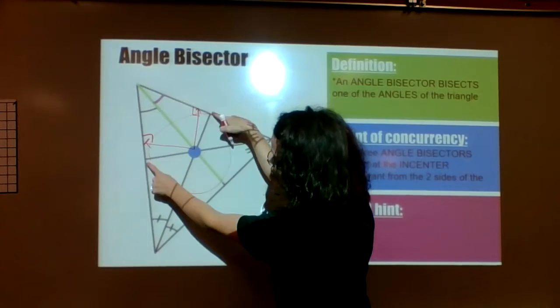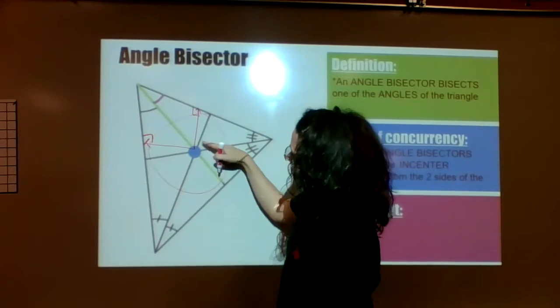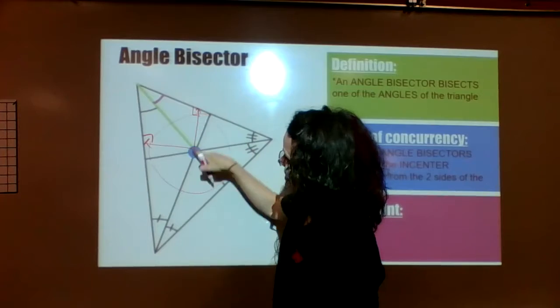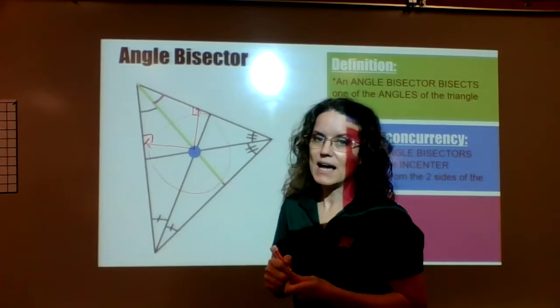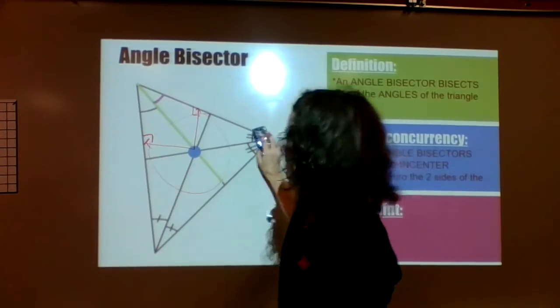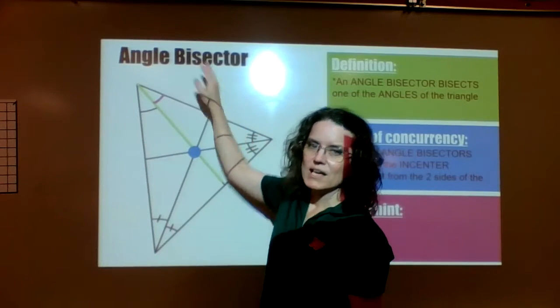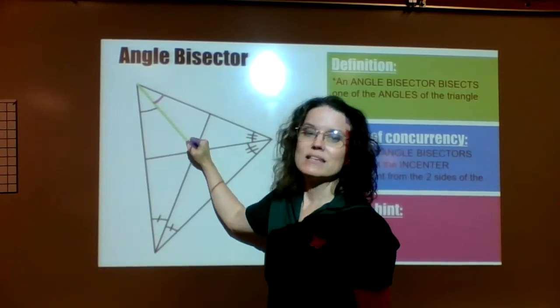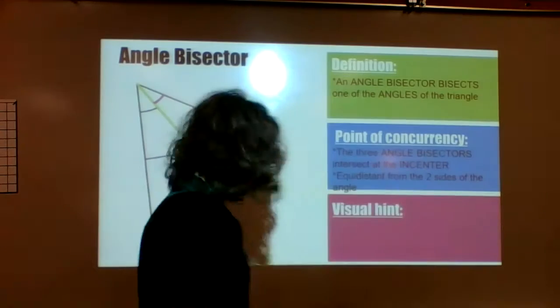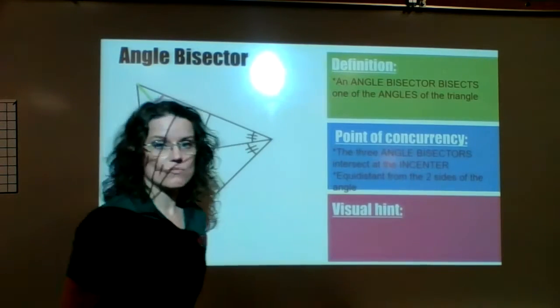This length and this length are not the same. But if I were to draw something perpendicular to each side, it would be the exact same distance. Fun fact, not one you have to know. I'm interested in you knowing that angle bisectors intersect at the incenter. Okay? And you can come up with whatever helps you remember that you want.